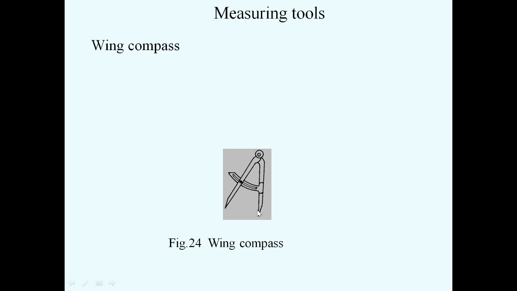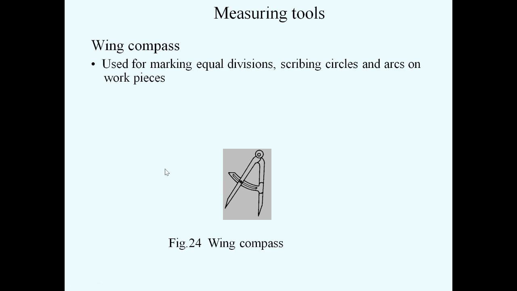You can see the diagram of a wing compass. This is used for marking equal divisions. If you want to draw equal divisions on the workpiece, with the help of this wing compass we can mark the equal divisions, scribing circles and arcs on the wooden workpiece. This wing compass is made up of steel.